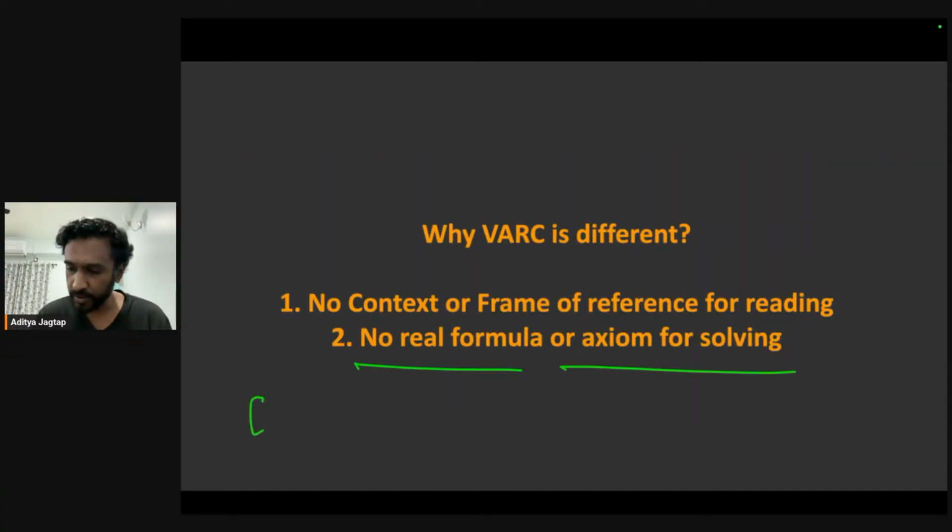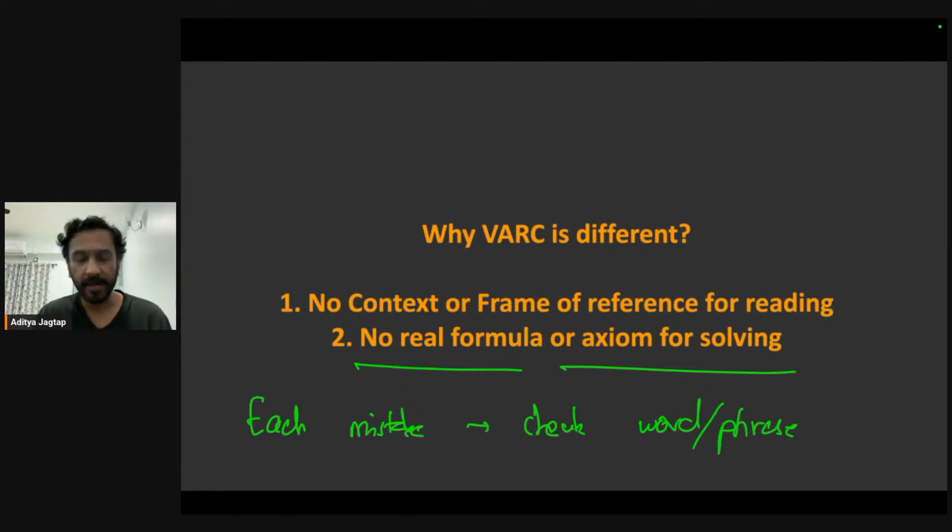So for each mistake, check the word or phrase that you either missed or you overlooked. So this is the key thing that will allow you to make any improvement in VRC.